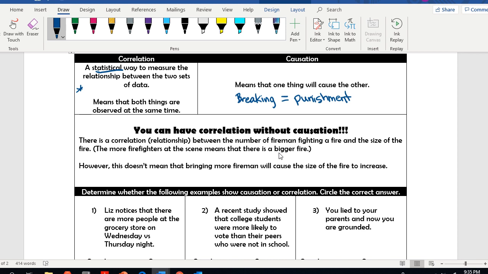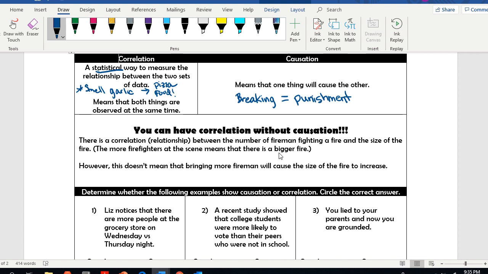Things being observed at the same time. I'm thinking, what if you smell garlic? Is there a correlation between garlic, meaning that there is pizza, or I don't know, maybe burritos? Do you put garlic in burritos? I don't know. Food. Let's say food's being made. There's definitely a correlation between the smell of garlic and food, or pizza, or Italian food. Two things observed, two sets of data being observed at the same time.